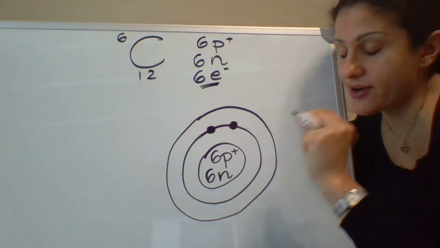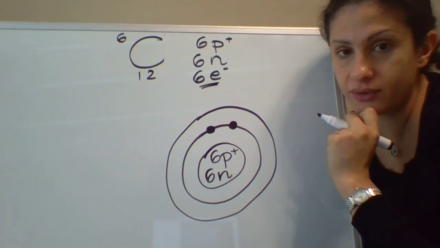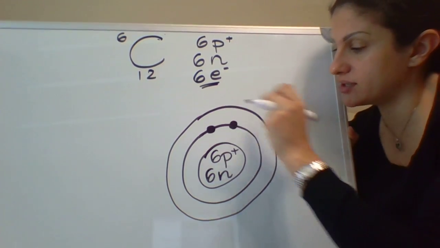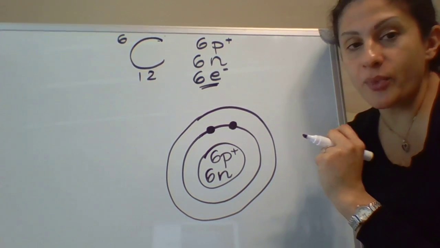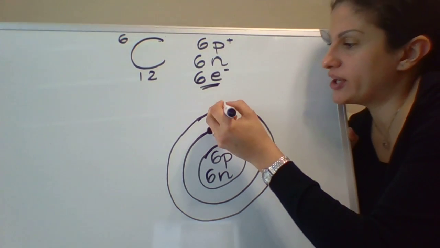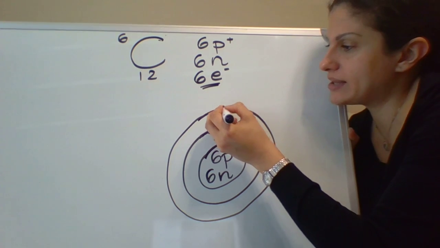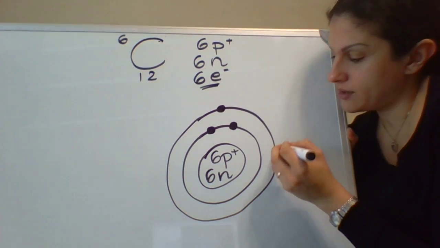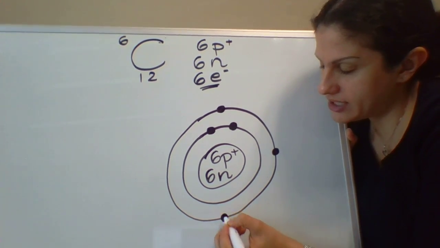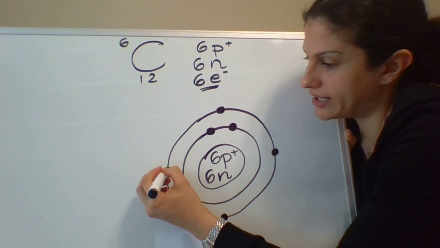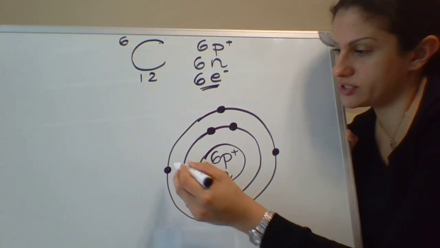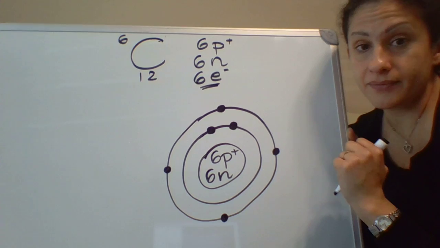Now pay very close attention to what I do now. When we have to do shell electrons, we don't pair them up right away. We take turns. So we put 1 electron here, 1 electron here, 1 electron here, and 1 electron here. Okay? We take turns before we double up.